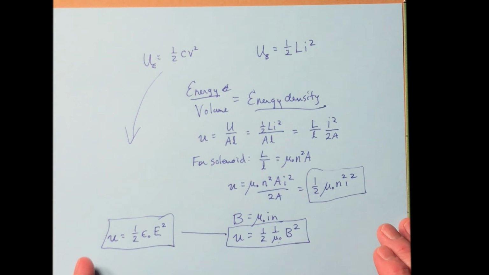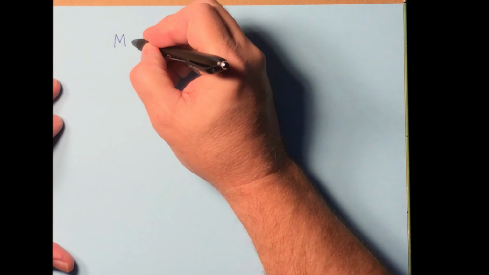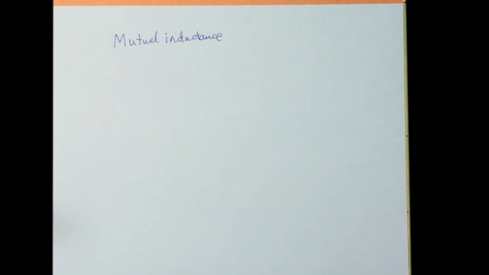For the sake of the completeness of your education, you have now been exposed to the concept of energy density. Another concept that is thrown in here in the textbook is the concept of mutual inductance. It occurs anytime you have two inductors that are close together. This is a much more important concept when we start talking about transformers, or circuits that have multiple inductors in them that are nearby each other.